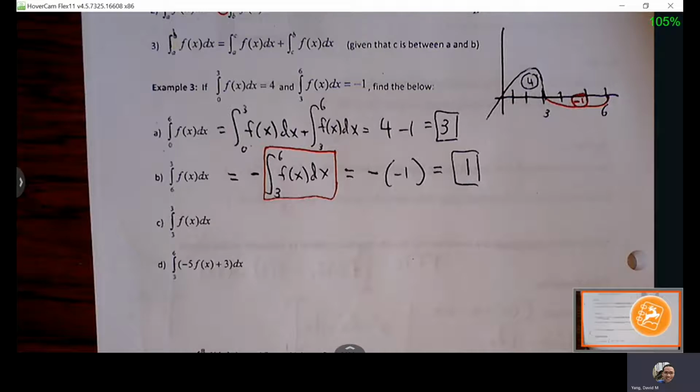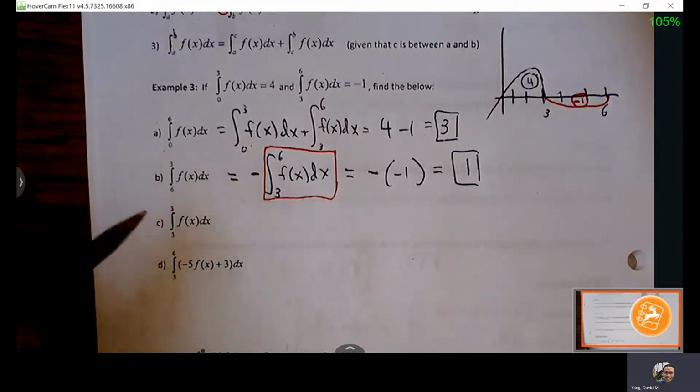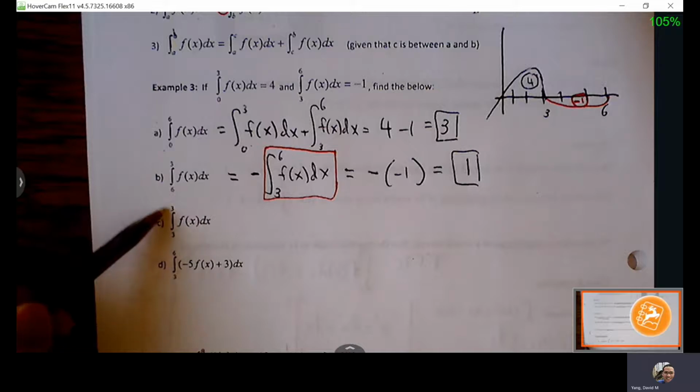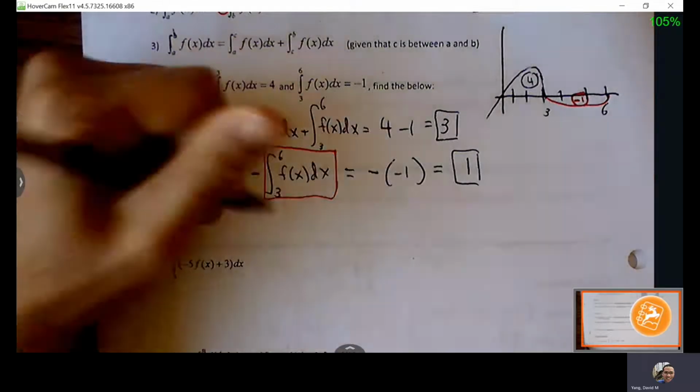Okay. What do you notice about part C? Bounds are the same. If the bounds are the same, your value is always what? 0.